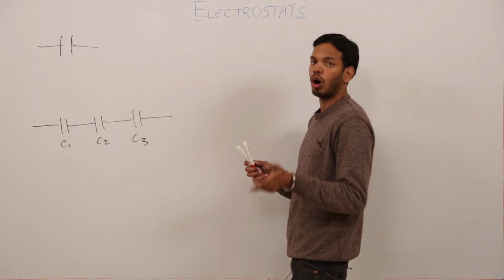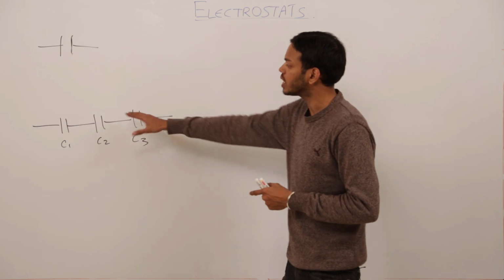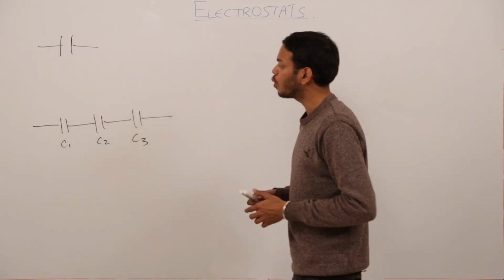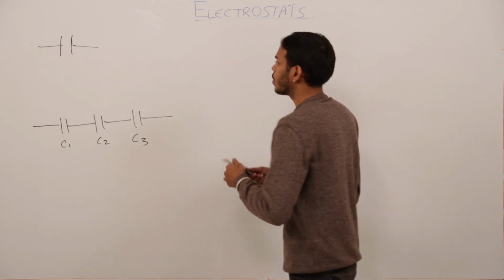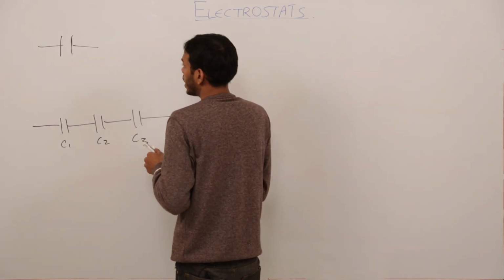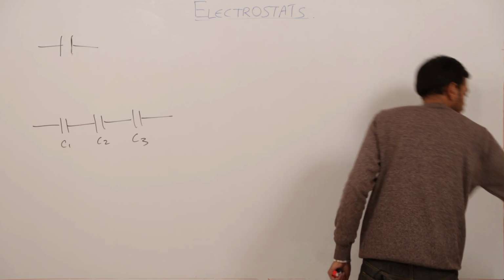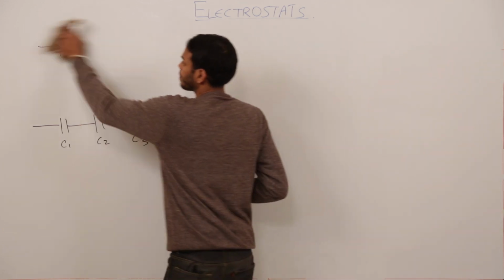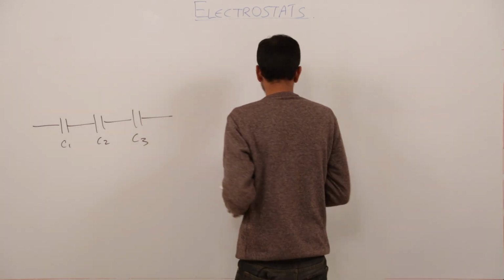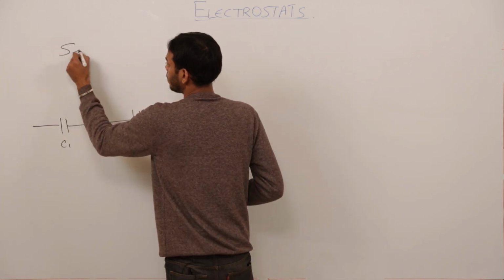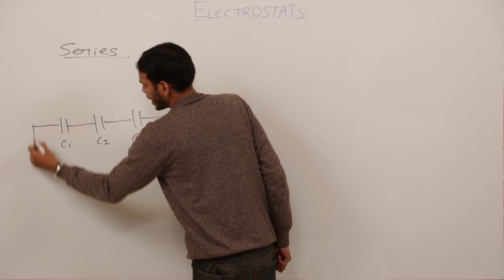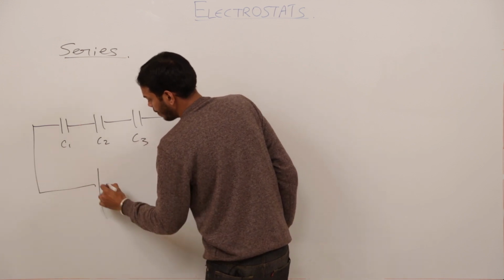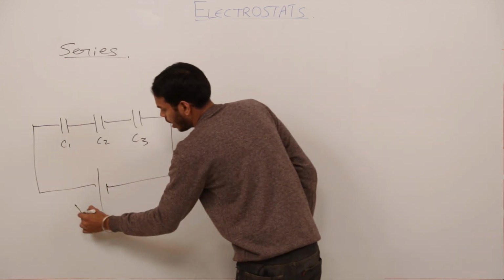But once you get complex diagrams, I'll explain the same thing again: how to figure out which capacitors are in series and which are in parallel and where to start your circuit from. For now, capacitors in series. These three capacitors are connected in series and I have given them a voltage V.